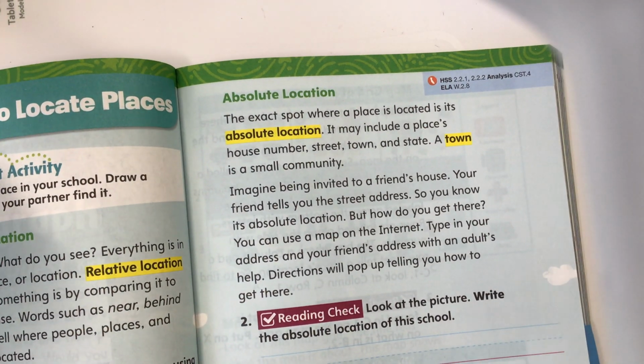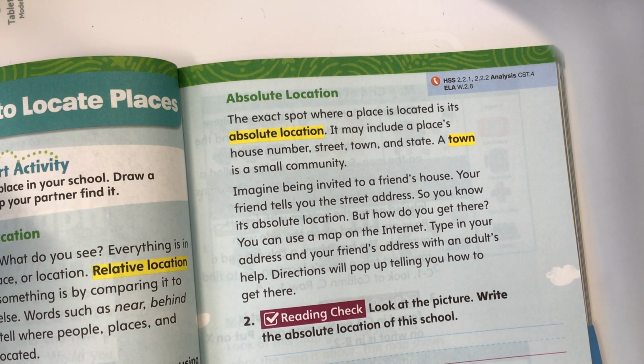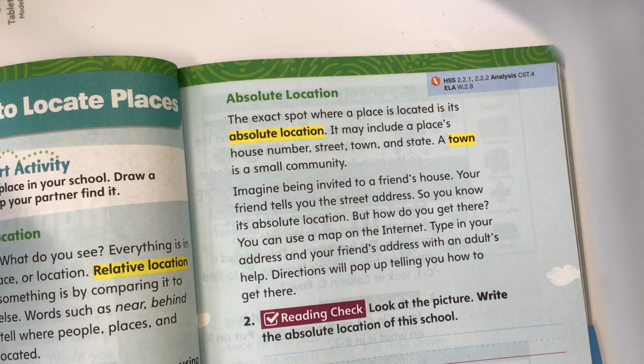Absolute location. The exact spot where a place is located is its absolute location. It may include a place's house number, street, town, and state. A town is a small community. Imagine being invited to a friend's house. Your friend tells you the street address, so you know its absolute location. But how do you get there? You could use a map on the internet, type in your address and your friend's address with an adult's help, and directions will pop up and tell you how to get there.